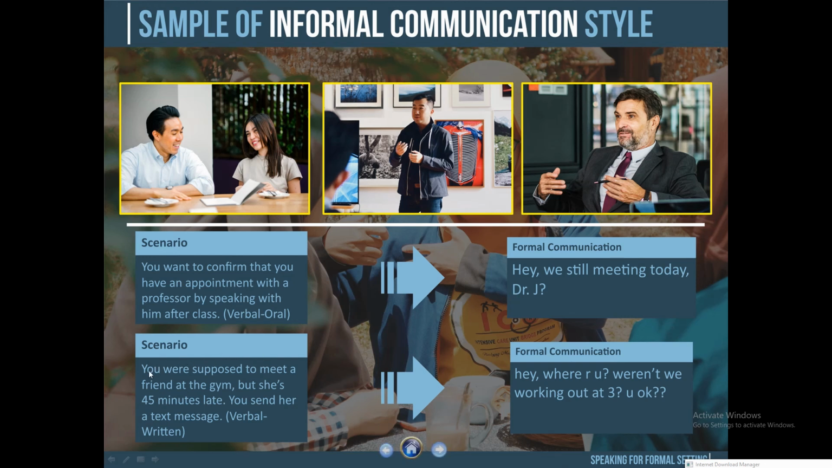Scenario: you were supposed to meet a friend at a gym, but she's 45 minutes late. You send her a text message, verbal, written. Informal communication: hey, where are you? We're not working out at 3. You okay?